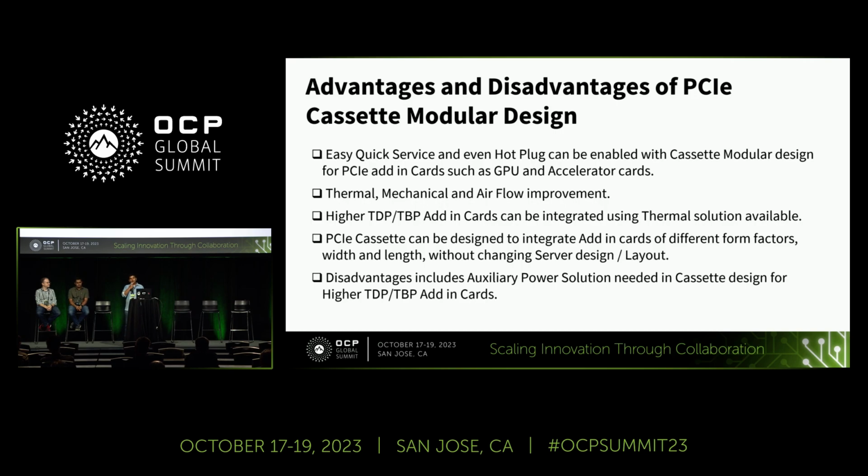So besides that, as the density increases and the power number goes up, there will be some advantages that we will come across with this PCI cassette. For, say, more GPUs with higher TDPs, you have to design auxiliary power for these cards. So there will be some more additional help needed to facilitate these cassettes, and there will be other needs for that. And we'll look into more details.